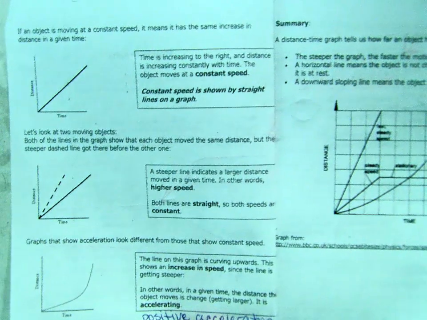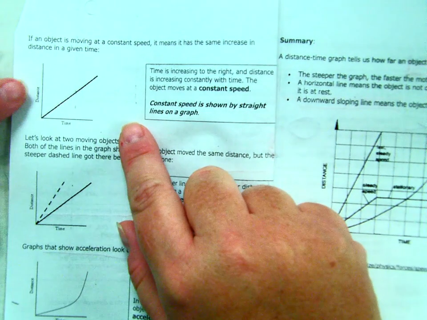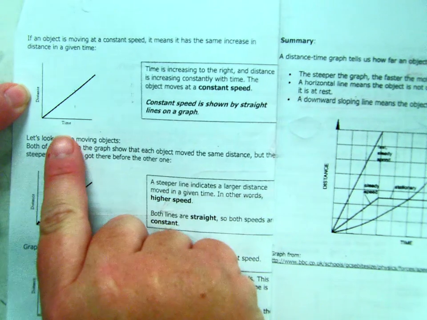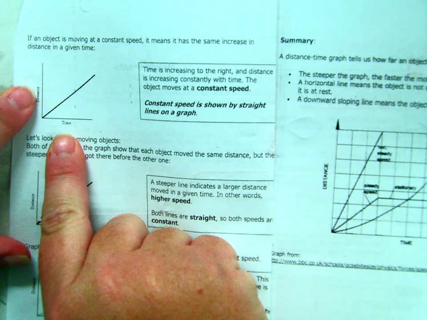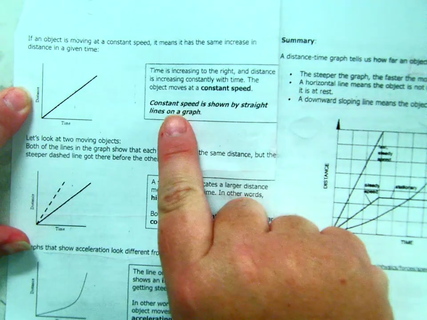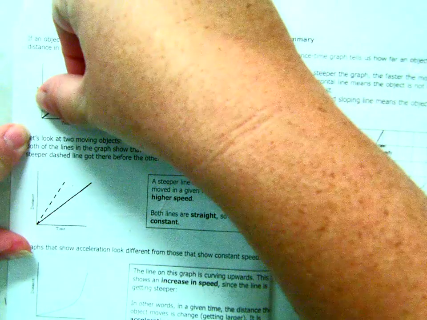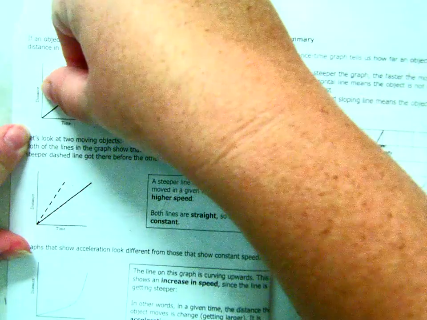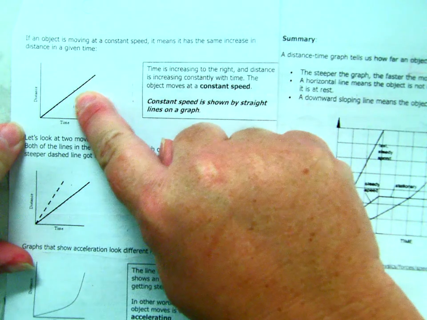Okay, let me turn my pages here for us. Let me move over. There we go. Okay, let's look at this top one up here. Again, we have distance on the y and time on the x. This graph is showing an object that is traveling at a constant speed. So for every meter it goes, it takes a second. Meter, it takes a second. Meter, it takes a second. So this graph represents moving at a constant pace.